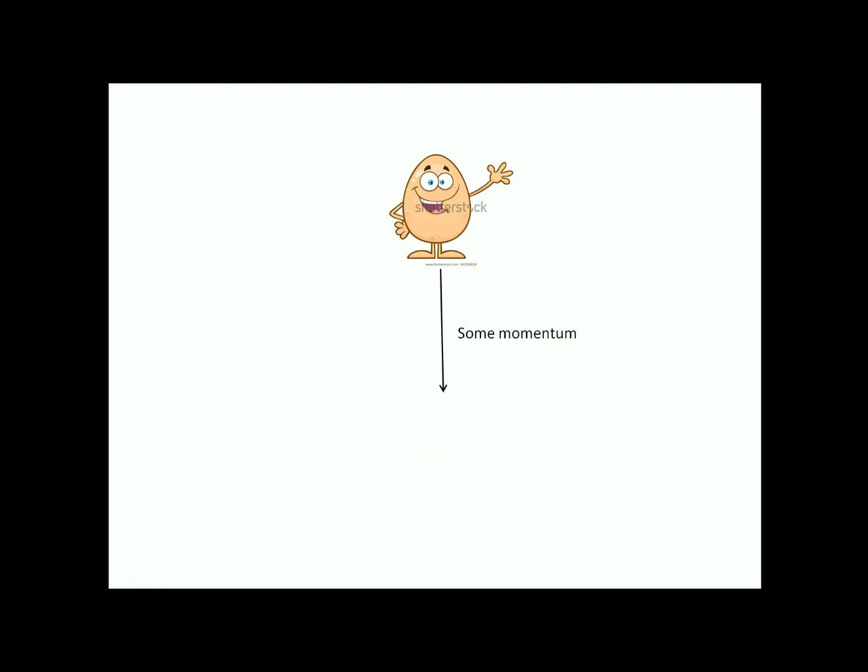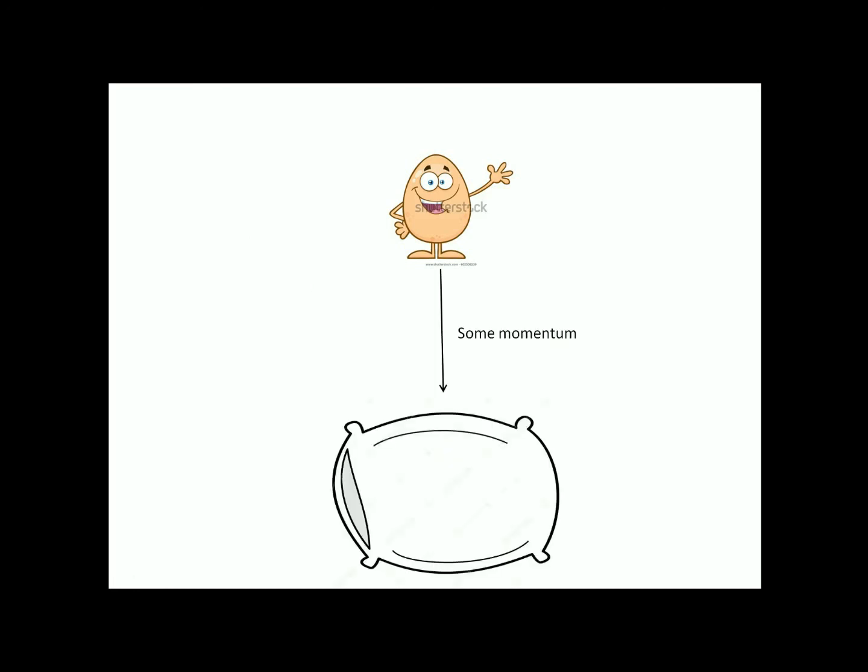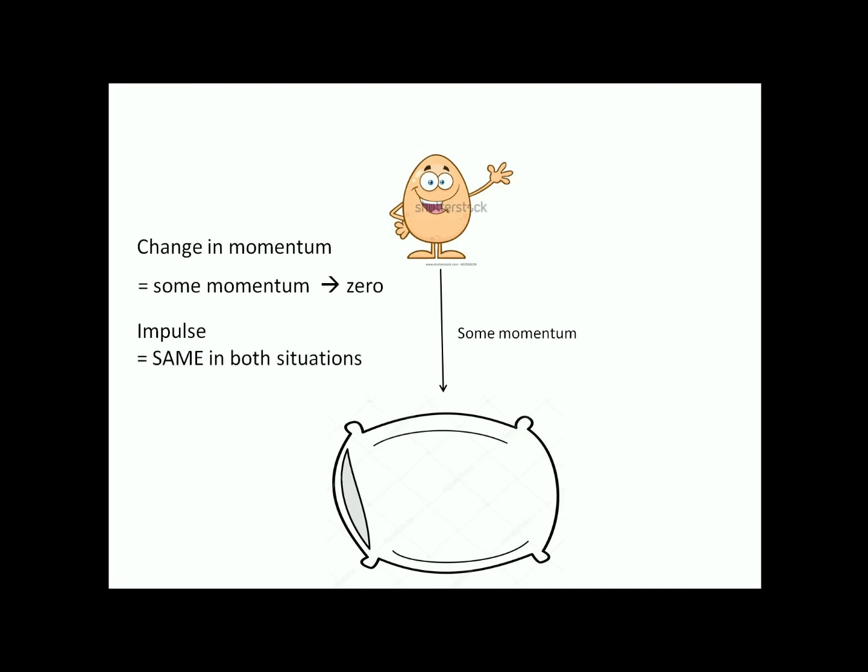Consider if the same object traveling with the same momentum now hits a pillow. In this case, the change in momentum is still whatever it was traveling at, some momentum, minus 0. So we can also say that the impulse in both situations is exactly the same.